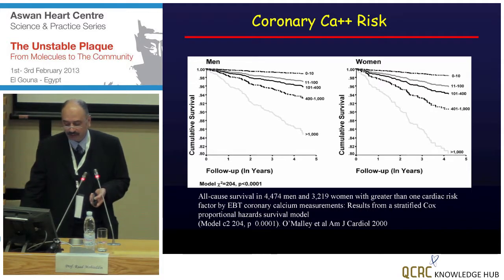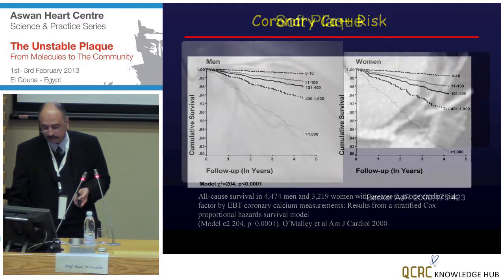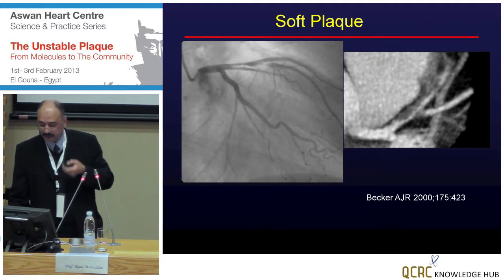This is an example of cumulative survival in men and women according to the calcium score. And you see that there is a drop in cumulative survival in both groups. This is an example now of soft plaque. You see it on the angiogram. There's very little calcification there, or no calcification, and you see that lesion quite nicely.